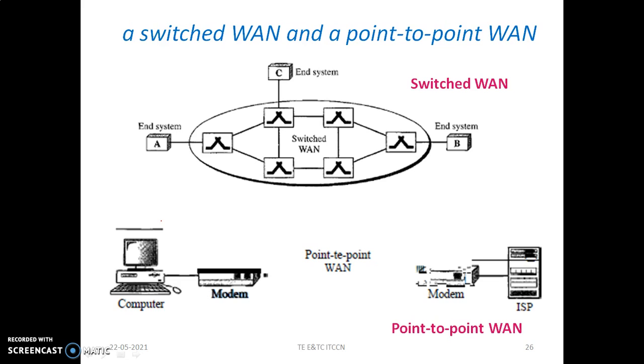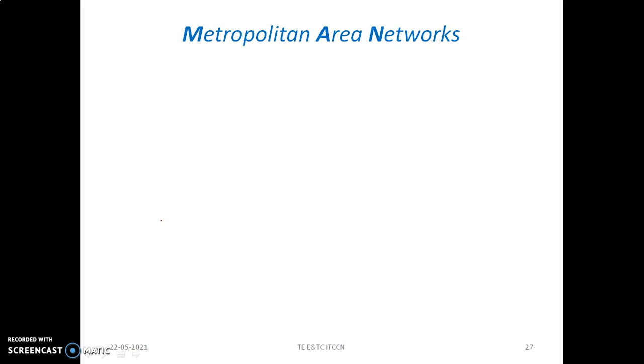So if there is a single laptop on which I am using a broadband connection, and the particular cable is connected to the laptop, that is an example of a point-to-point wide area network. A switched wide area network has widespread reach, not locally, but globally.